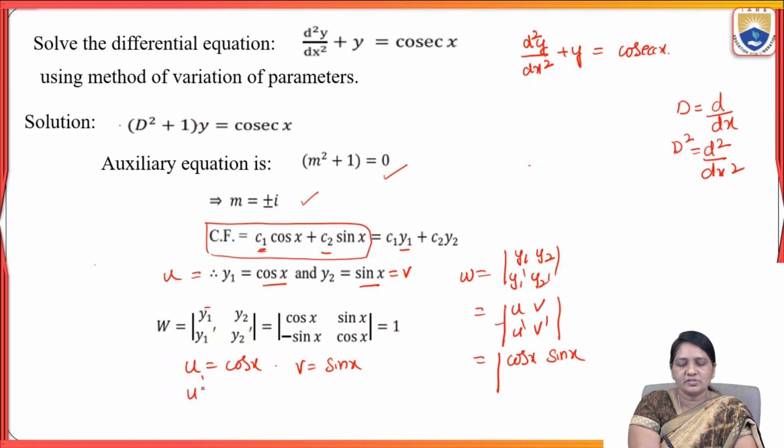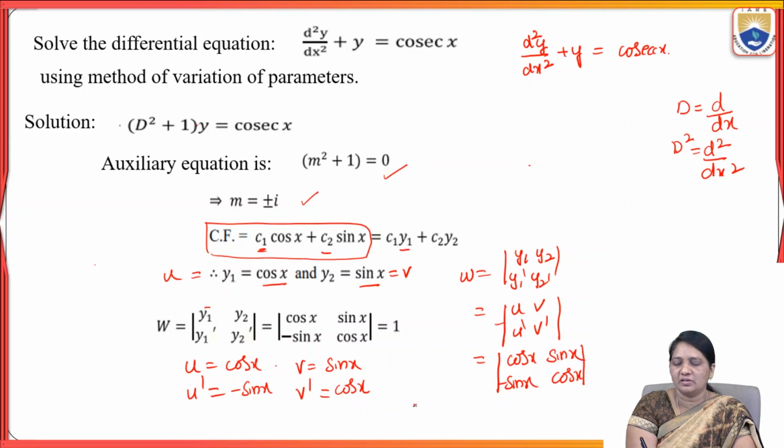And what is the u dash value? U dash is equal to the derivative of u. So the derivative of cos x is minus sin x. And here v dash means the derivative of v. So the derivative of v, which is sin x, is cos x. So here minus sin x, here cos x.